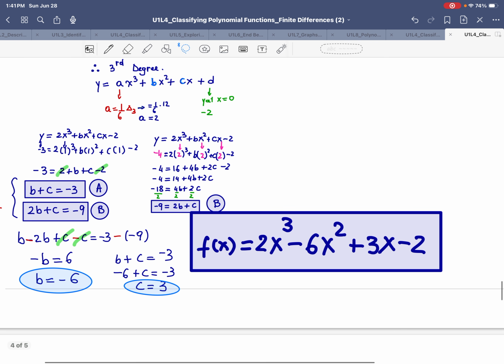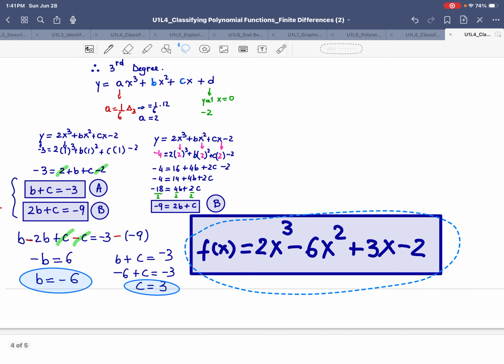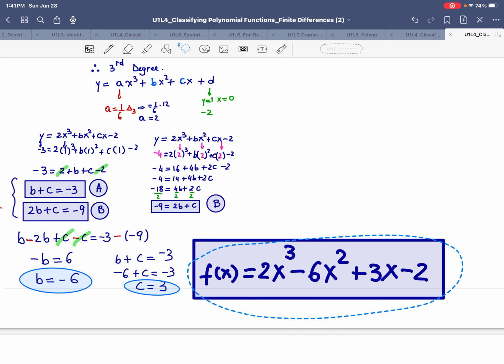And let me just make this a tiny little bit smaller. And this is the end of it.